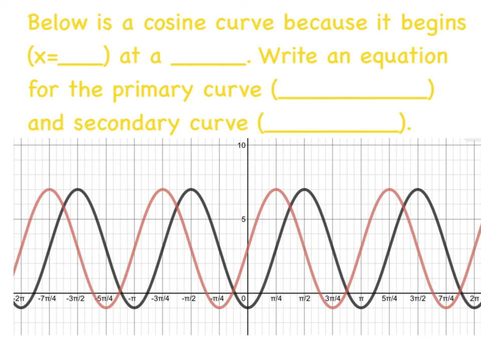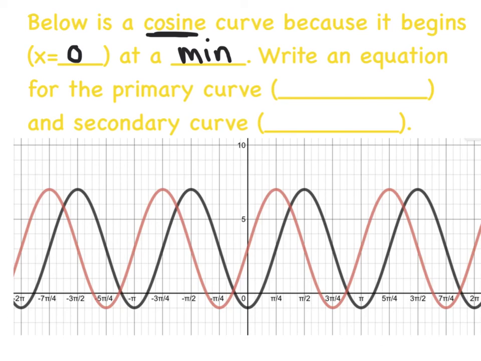So my first job, similar to the last question, is to try to determine who's the primary curve. Is it the black curve or is it the red curve? It's all about where we're starting, and I'm going to tell you right up front that we're working with a cosine curve. I'm going to say it's a cosine curve because when x equals 0, this black curve starts with a min. So if it starts at a min or a max, then it's a cosine curve.